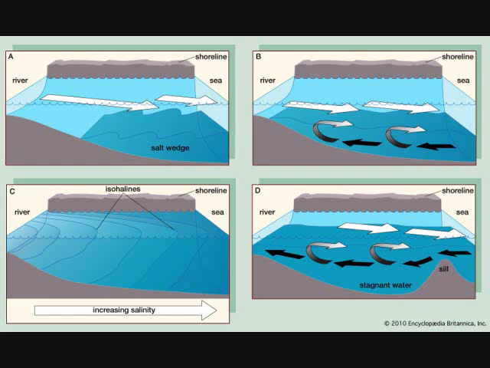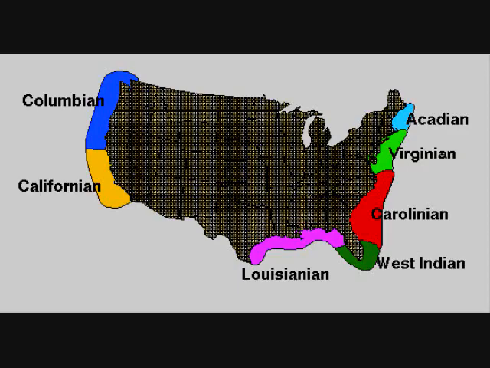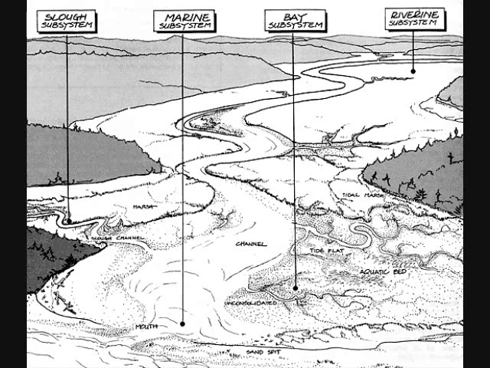C, a vertically stratified estuary, and that's where the salinity changes from left to right, not top to bottom. And D, a fjord, mainly a landmass blocking some of the water flow. Estuaries are found all around our coasts, so therefore they're pretty important in our ecosystems. A lot goes in and out of them.